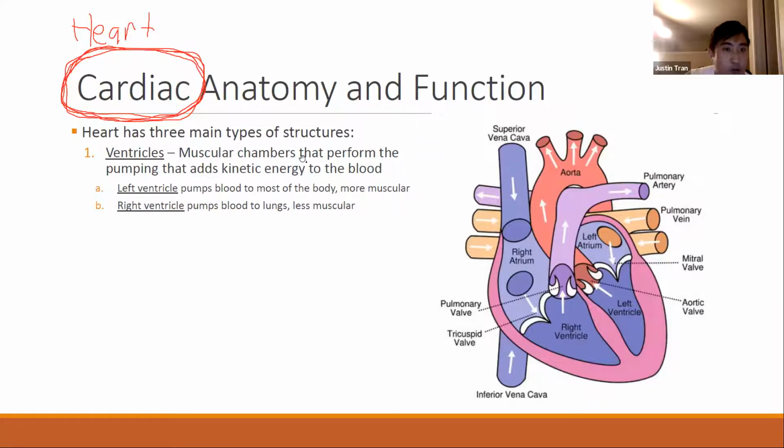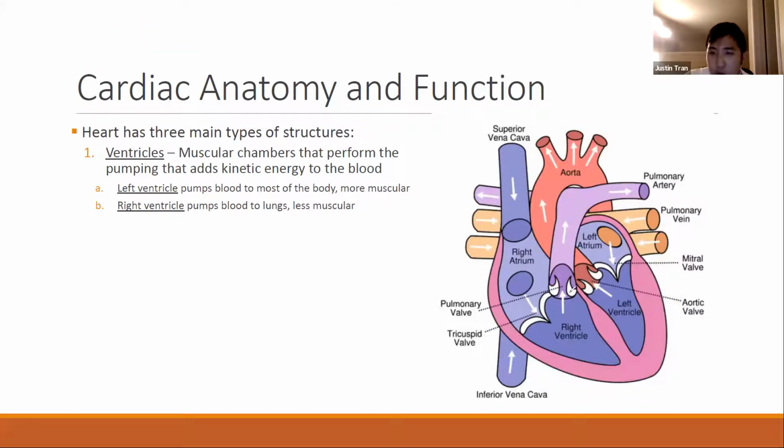Let's talk about the different chambers of the heart. The first types of chambers that I want to talk about are the ventricles. You have two of them: a right ventricle and a left ventricle. Your ventricles are very muscular chambers, and they're the ones responsible for doing all the hard work of pumping the blood. If you look at a real person, their ventricles are going to be very, very muscular, and you can see that in this picture as well.